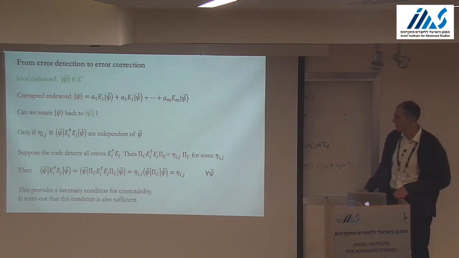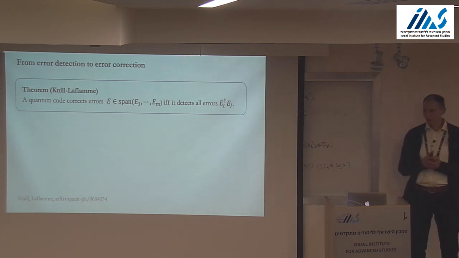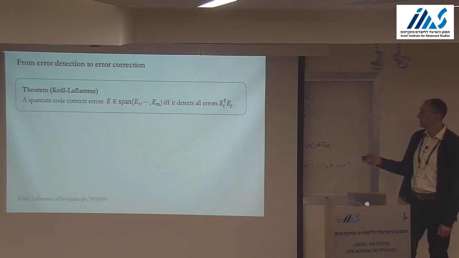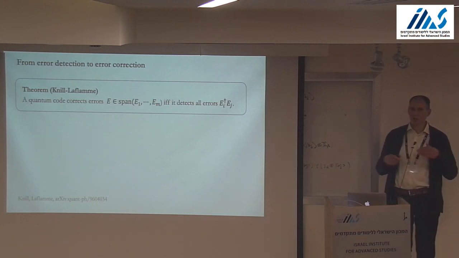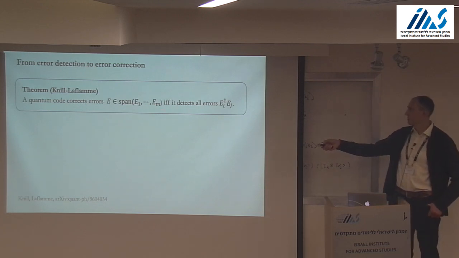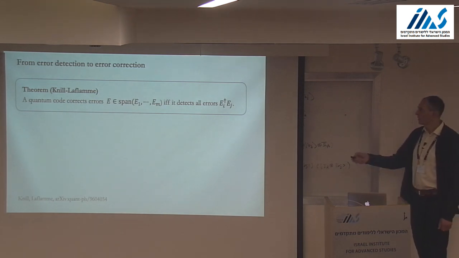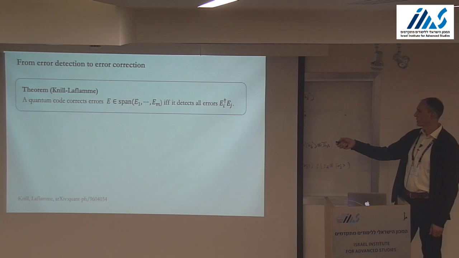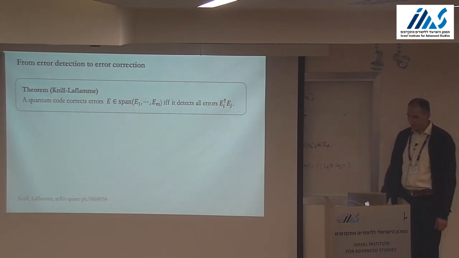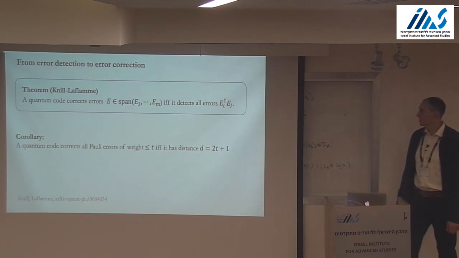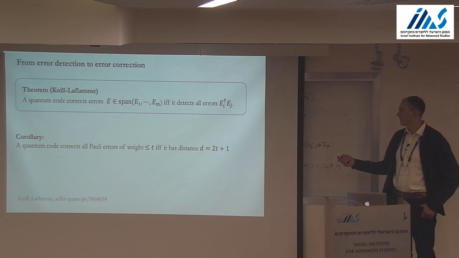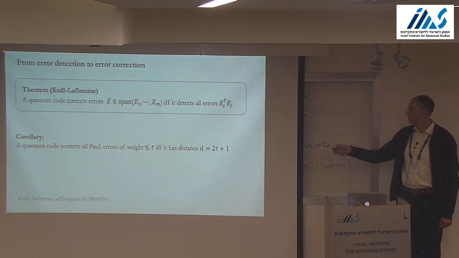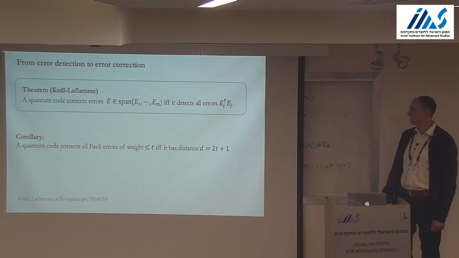And it turns out that it's also sufficient. And this is known as the Knill-Laflamme condition. So if we have some list of elementary errors E sub i, then the quantum code can correct any error which is a linear combination of these elementary errors if and only if the code detects all errors of this type, like E_i times E_j. And in particular, if we want to correct all Pauli errors up to some weight t, it is enough to have a quantum code with distance 2t plus 1. It guarantees that all errors of this type will be detectable.